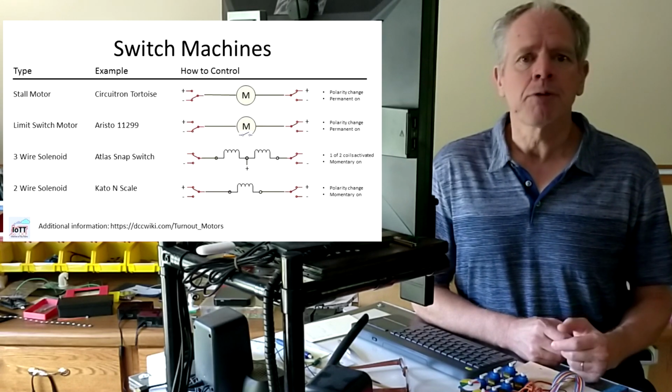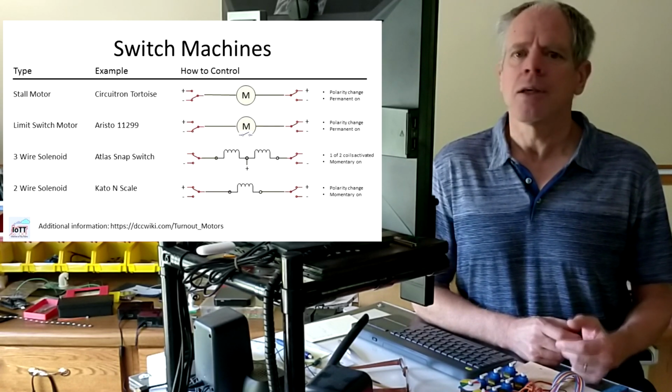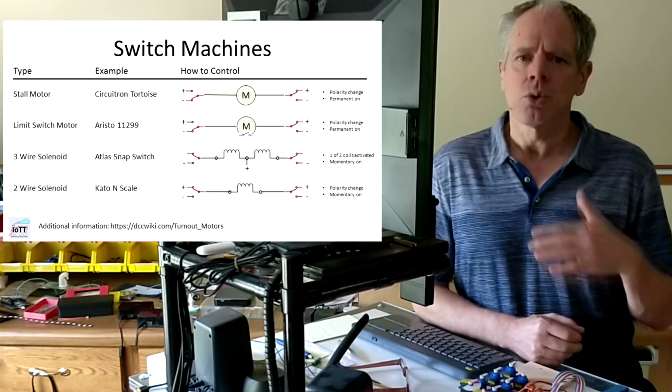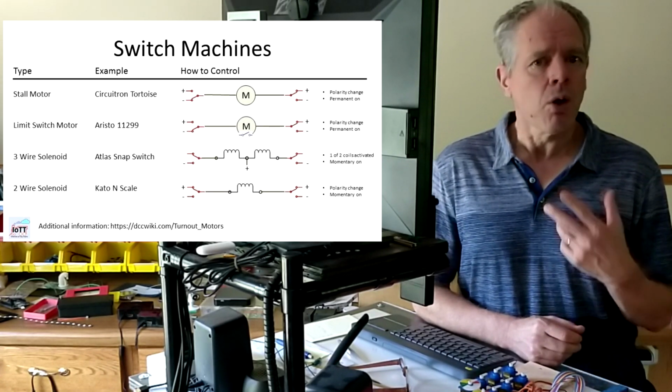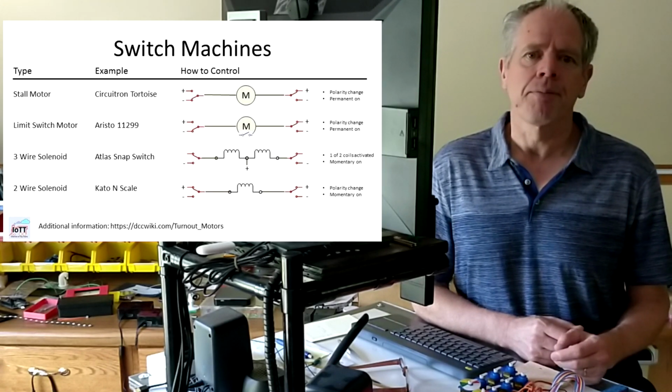The same is valid for two-wire solenoid switch machines. Only in this case, we need to switch off the power after a specified amount of time or the coils will overheat and get destroyed.